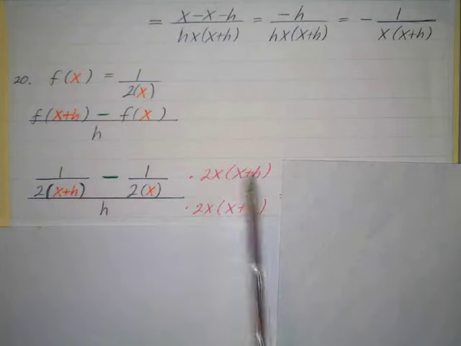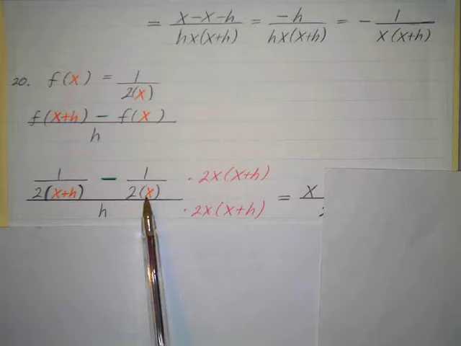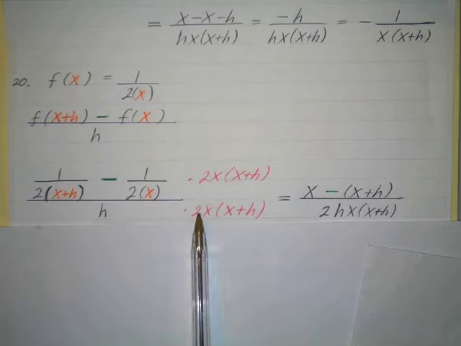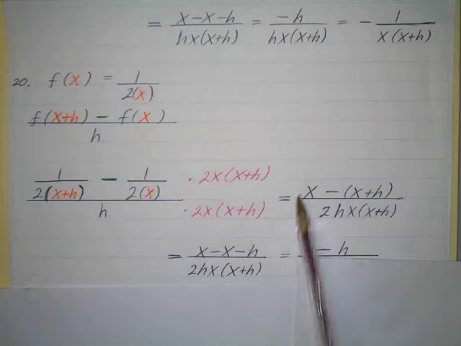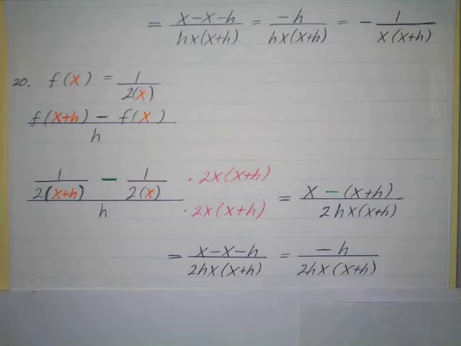Here the 2's and the x plus h's cancel. I still just have x. And here the 2's and the x's cancel, and I've got x plus h, but with this negative sign, so don't forget that. All over 2h times x plus h. Then I can simplify the top: x minus x plus h, all over this big old denominator. But the x's cancel, so I got negative h.